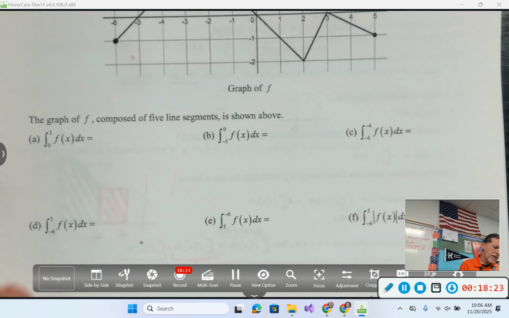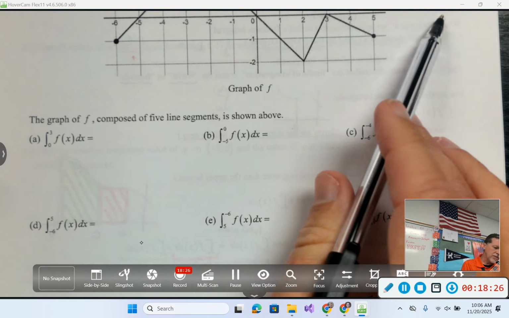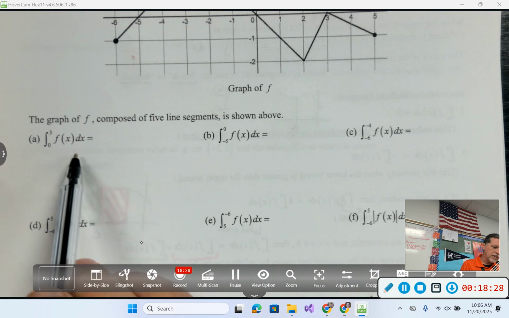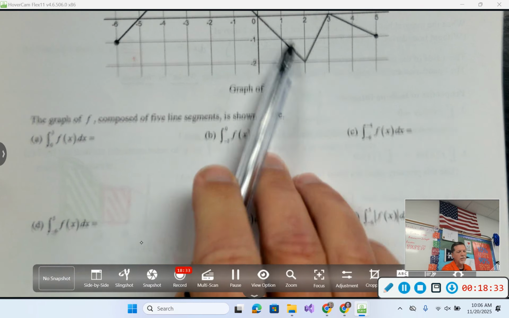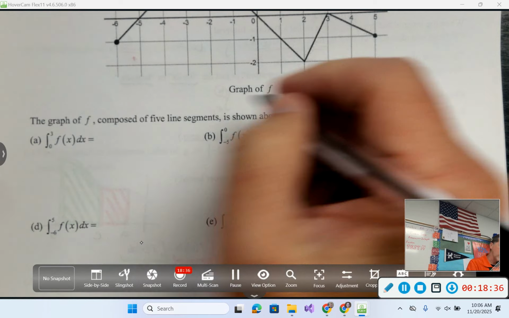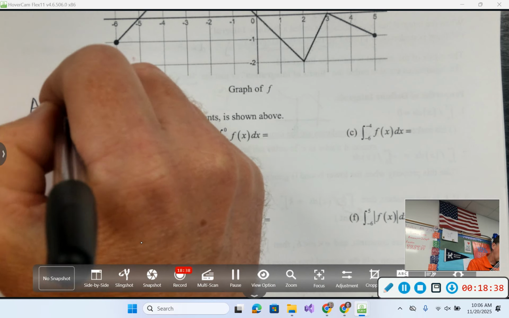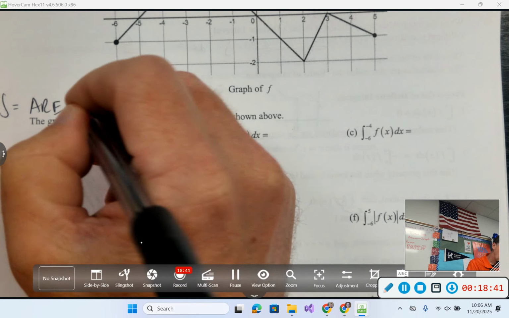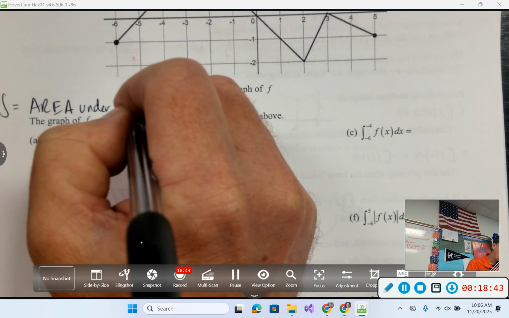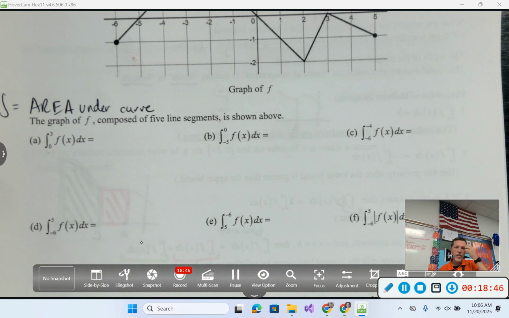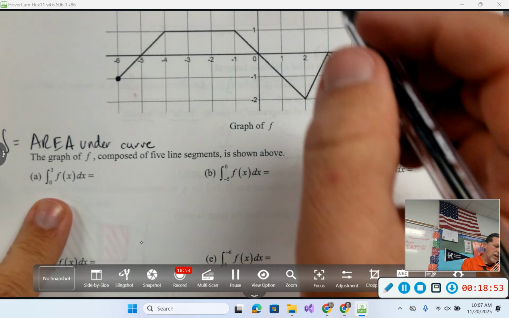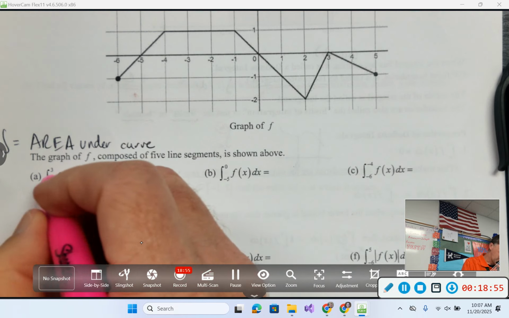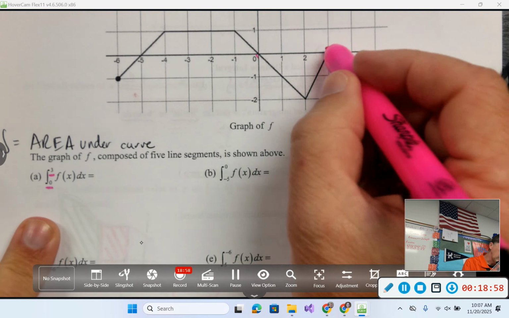All right, so the graph of f composed of 5 line segments is shown above. Let's find all of these. Remember that symbol means antiderivative, but I don't really want to do antiderivatives. I'd much rather use area. Area under the curve. Okay, so the area under the curve from 0 to 3.